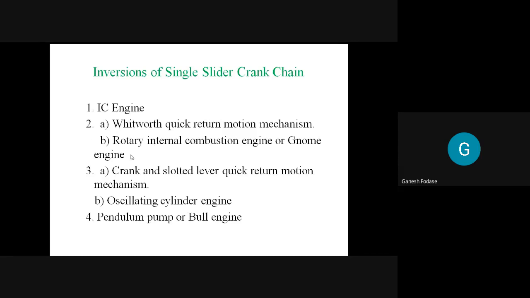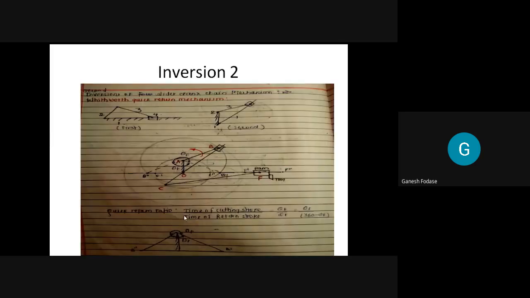We will see how the second, third, and fourth inversions are achieved one by one. Third inversion applications are the crank and slotted lever mechanism and the oscillating cylinder engine. The fourth one is the pendulum pump or Bull engine. So in order to discuss inversion number 2, let's consider this simple diagram. Is it visible to you? Yes, sir. Is the arrow visible?